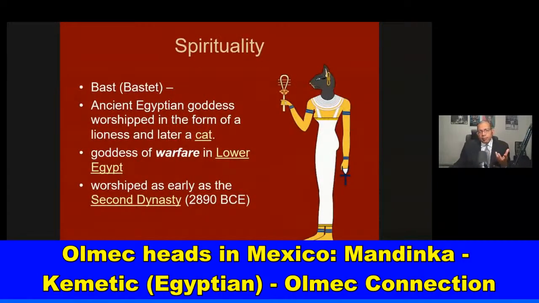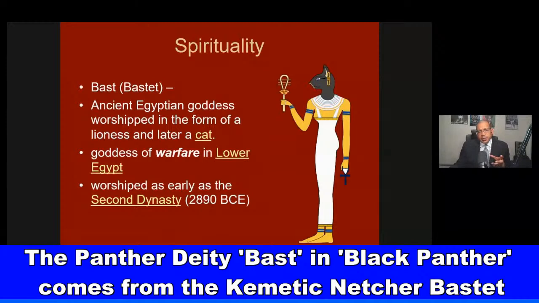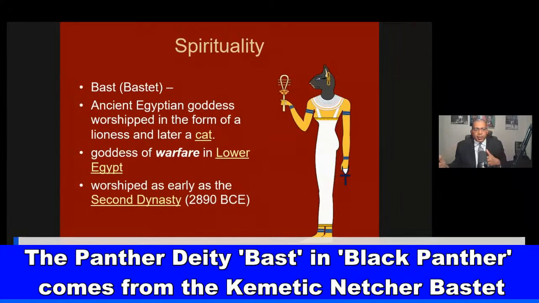Okay, now the Panther deity of Bast that we see in the movie, the Panther deity that watches over Wakanda, that comes from Bastet, which was a deity in ancient Kemet, ancient Egypt, that was in the form of a lioness, okay, and then later a cat. Ancient Egyptian goddess worshipped in the form of a lioness and later a cat, goddess of warfare in Lower Egypt, worshipped as early as Second Dynasty, around 2890 BCE, before the Common Era.